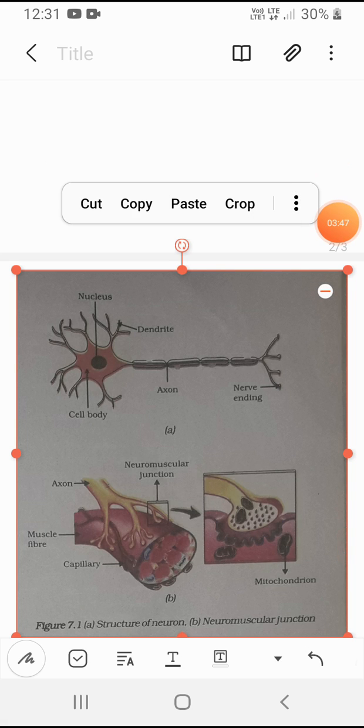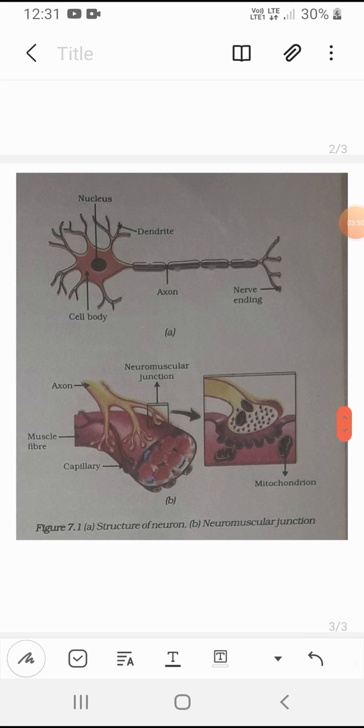So for 1 minute I will show you the nerve cells, or structure of neuron. This is the neuron, the structure of a neuron or nerve cell, which helps to send the message, a feeling or taste, to the brain. The cells help your nervous system send what is happening to the brain.